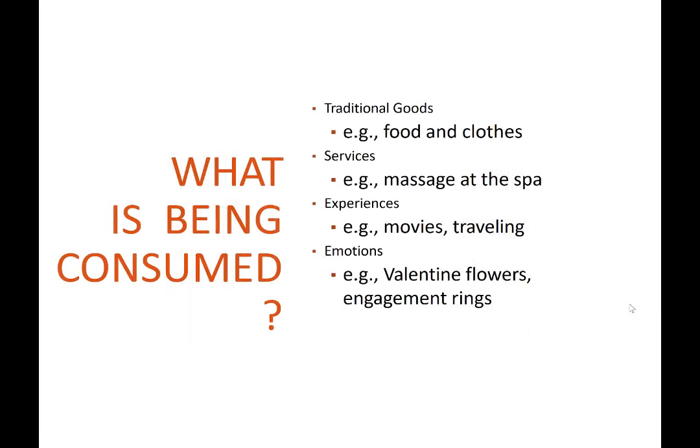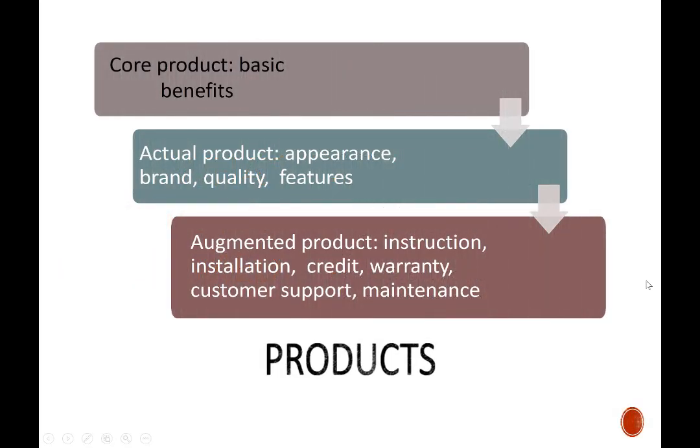Now we're going to be looking at a broad range of items and services that we use. So traditional goods like food and clothes, right? Very basic. But also services: massages, pedicures, manicures, servicing, let's say, your mountain bike, or fixing up your car. Experiences like going to the movies and traveling, and emotions, things like flowers, engagement rings, and birthday cards, for example.